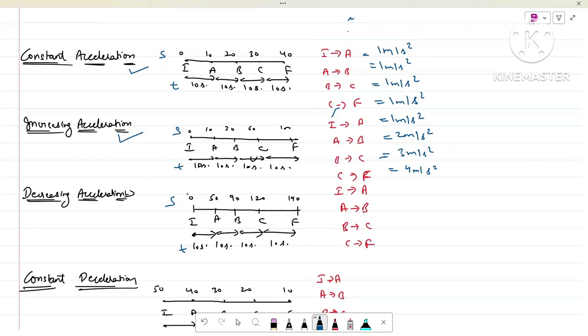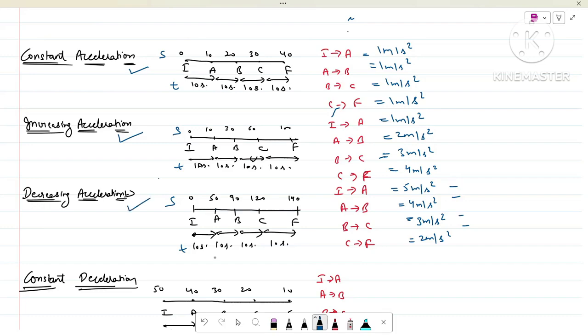Decreasing acceleration. Let's say initially speed is 0. At point A, its speed became 50 after 10 seconds, means change in speed is 50 meter per second in 10 seconds, so acceleration is 5 meter per second square. When it reached B, change in speed is 40 in 10 seconds, means 4 meter per second square. From B to C, it is 30 in 10, so 3 meter per second square. And from C to F, it is 20 meter per second in 10 seconds, so 2 meter per second square. Now you can see speed is increasing here, but acceleration is decreasing. So we will say the motion is with decreasing acceleration.